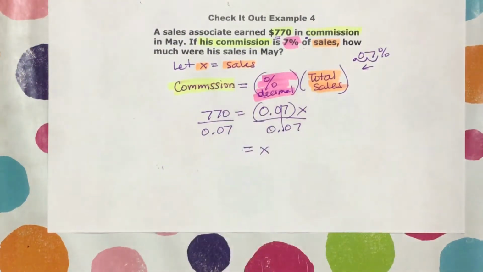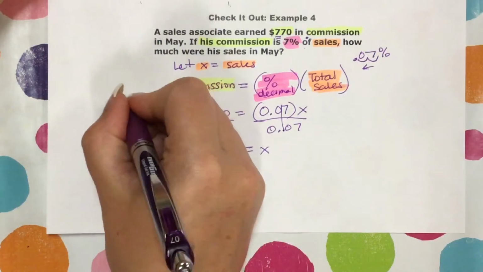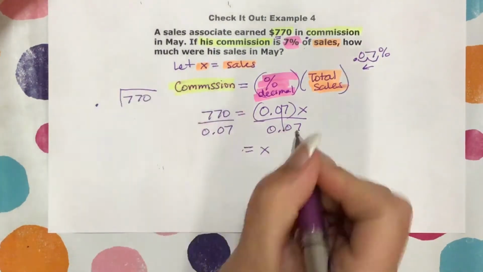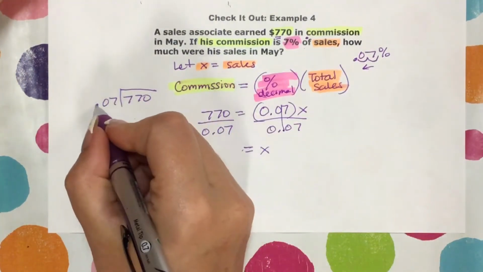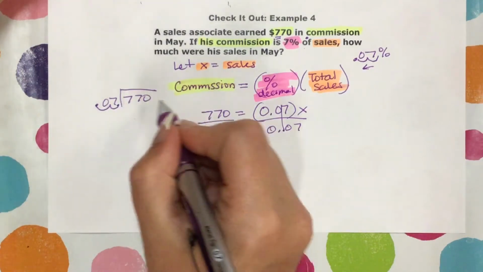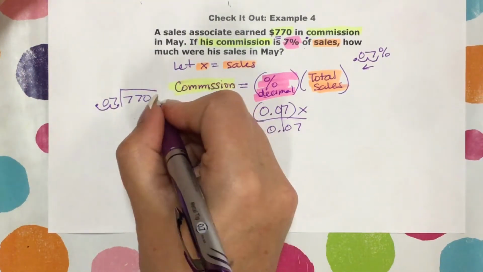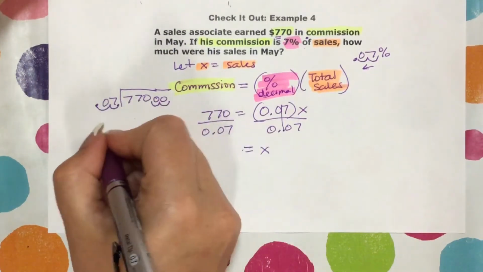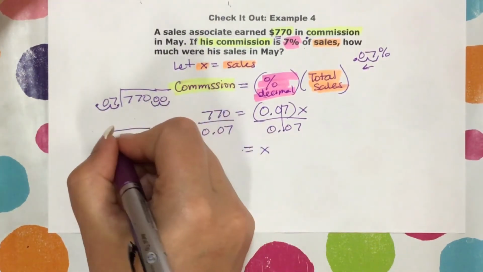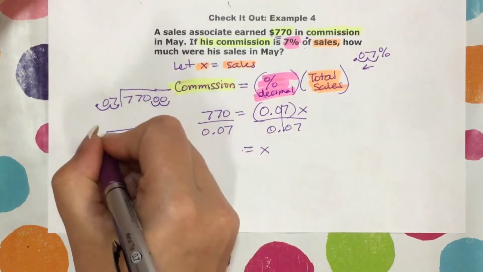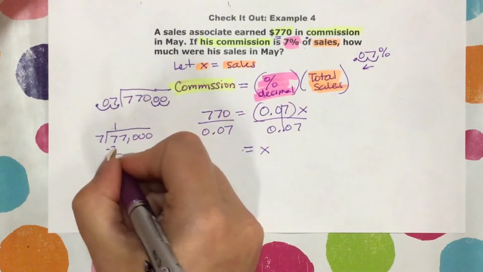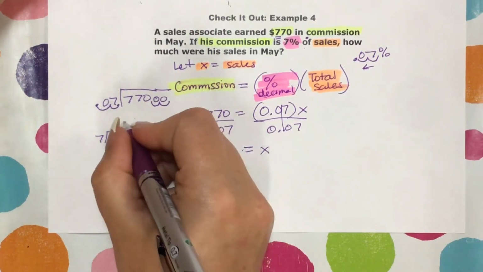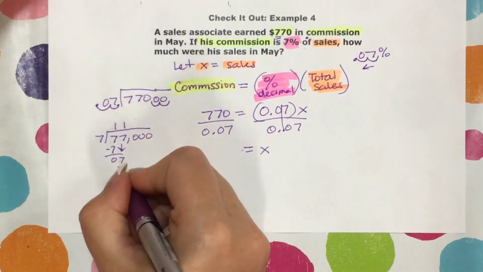So we're just going to go ahead and do this off to the side. 770 divided by 0.07. Now, whenever you're dividing by decimals, you have to remember you can never divide by decimals. So we have to move this decimal place over twice, and then move this over twice as well, and put zeros in the place there. So really what we're doing is 77,000 divided by 7. Okay? 7 goes into 7 one time. 1 times 7 is 7. We drop that down. 7 goes into 7 one time. 1 times 7 is 7.